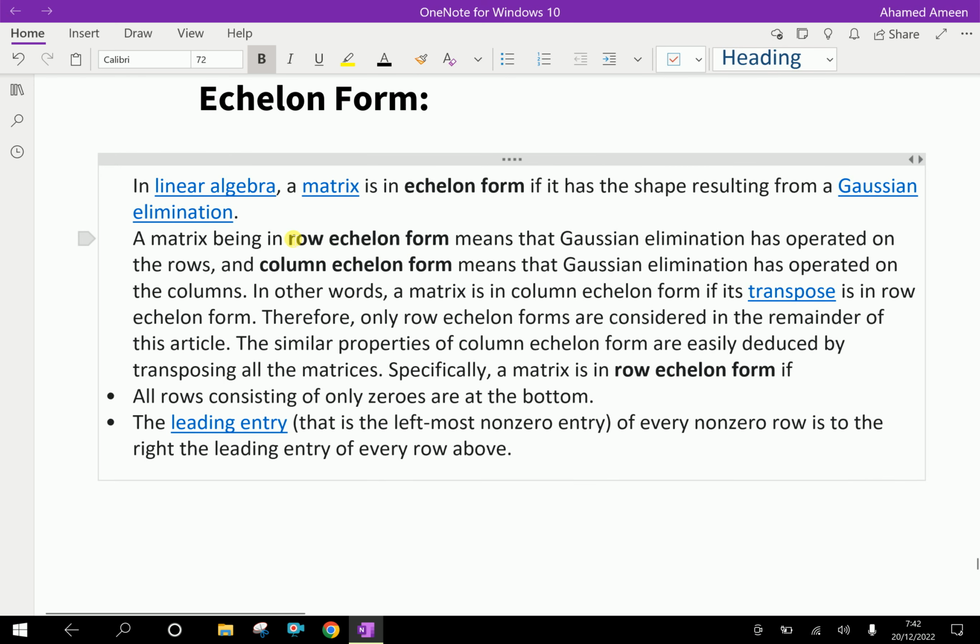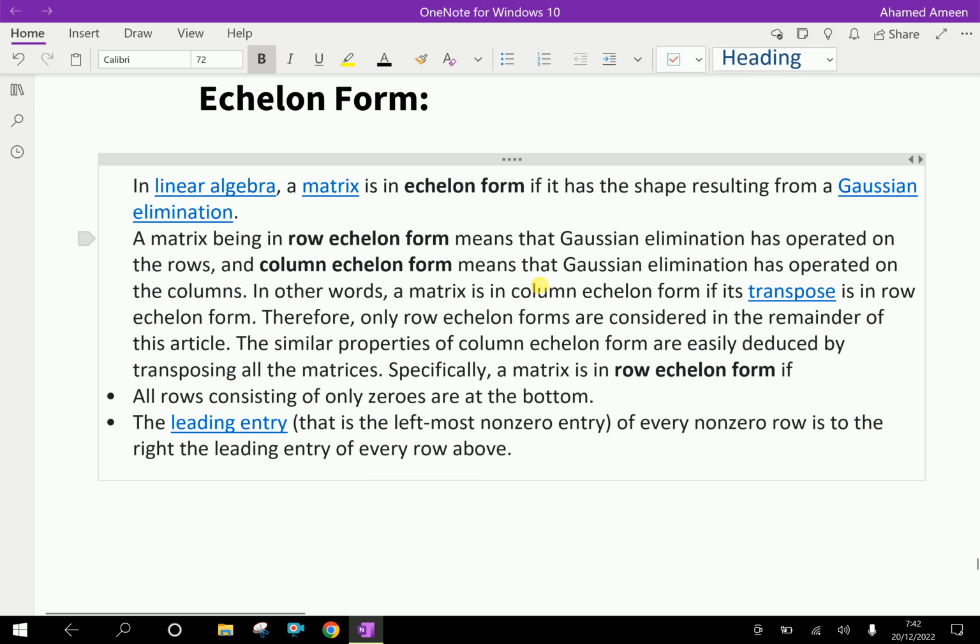In linear algebra, a matrix is in echelon form if it has the shape resulting from a Gaussian elimination. A matrix being in row echelon form means that Gaussian elimination has operated on the rows.